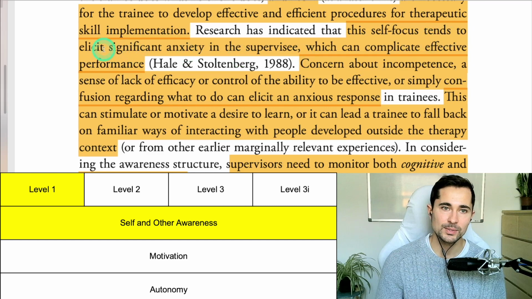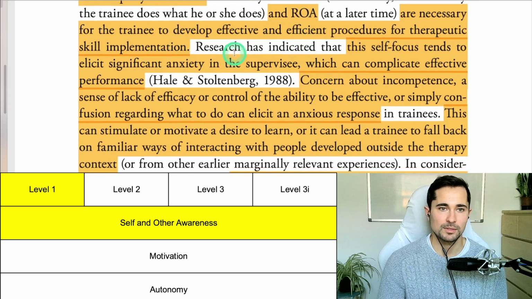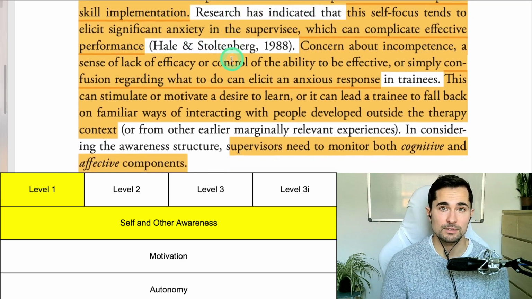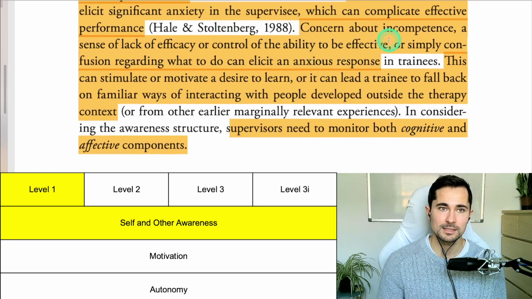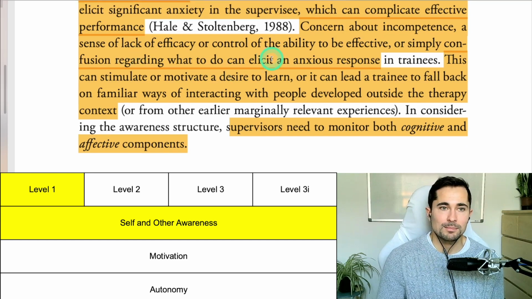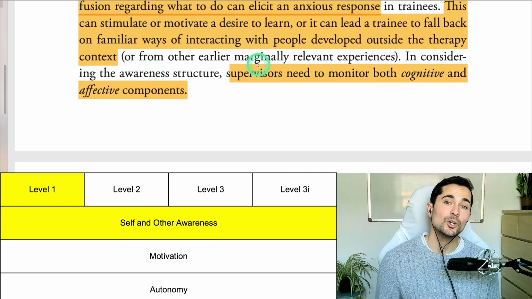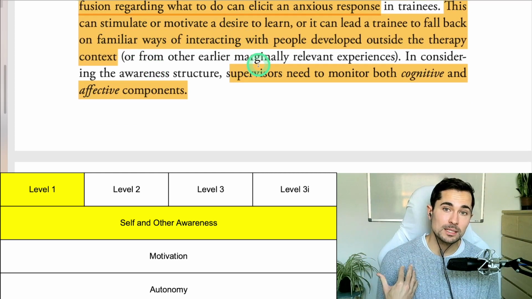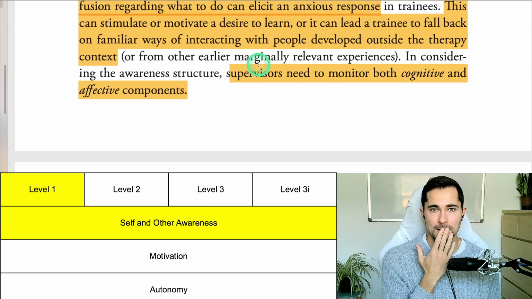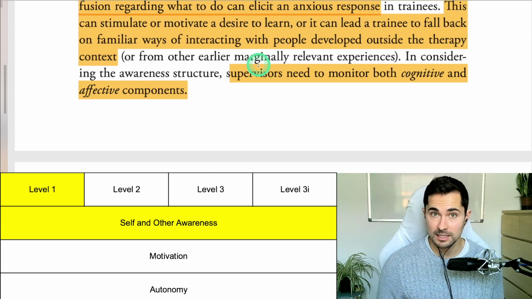This self-focus tends to elicit significant anxiety, which can complicate effective performance. So needing to do so much reflection can be very anxiety-provoking and understandably, therefore, can affect our performance. Concern about being incompetent, a lack of self-efficacy, or control of the ability to be effective, or simply confusion regarding what to do can elicit an anxious response, understandably. This can stimulate or motivate a desire to learn, or it can lead a trainee to fall back on familiar ways of interacting with people developed outside of therapy. So we might fall back onto old familiar habits, not using the therapeutic skills we've learned.